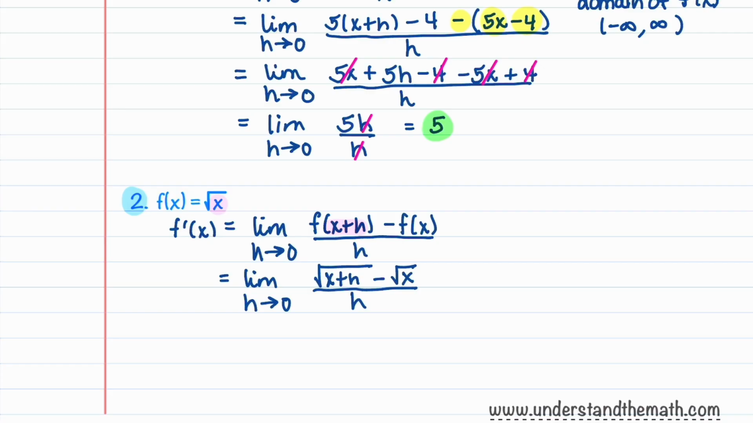When we plug in that h goes to 0, we are going to get the square root of x minus the square root of x, which is 0 over 0. That is an indeterminate form.